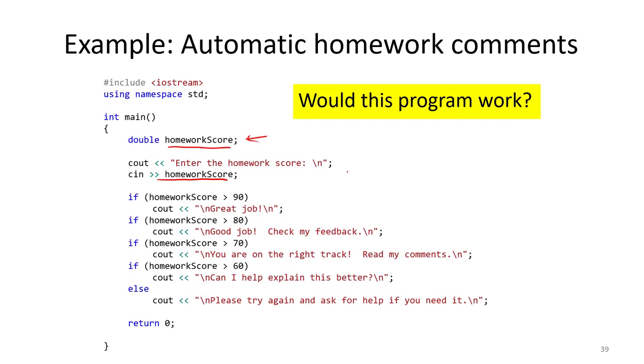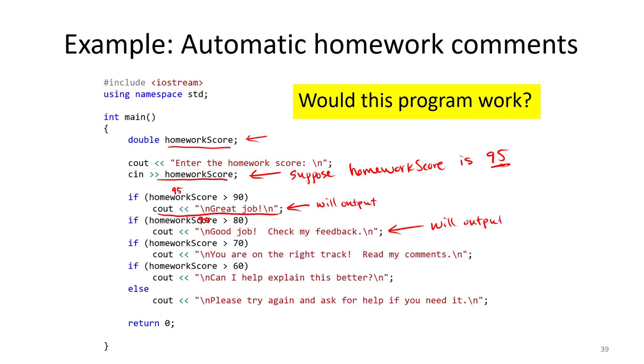Okay, so what happens? Suppose the user gave us 95 as our score. So here we have a 95. Is 95 greater than 90? Yes, it is, so this statement will be outputted. How about this? Is 95 greater than 80? Uh-oh, it still is, right? So actually, even the 80 statement will output.